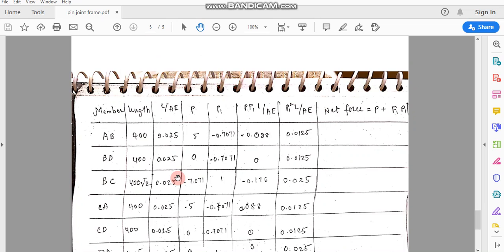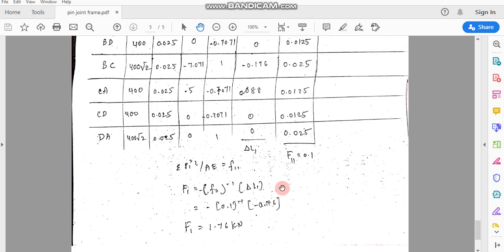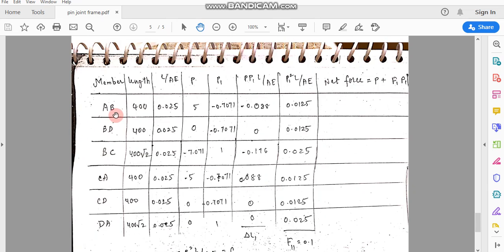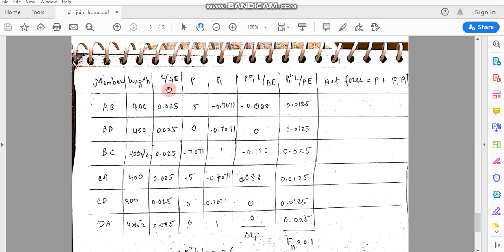So finally we have to prepare the table: member, length, L by AE, P, P1, P P1 L by AE, P1 square L by AE, net force. All these calculations we'll do here at the bottom. Force in member AB, length of all members is 400. We are going for centimeters. Why? Because we have been given this value in centimeters. Centimeter by kilonewton. So I have converted all the values from meters to centimeters.